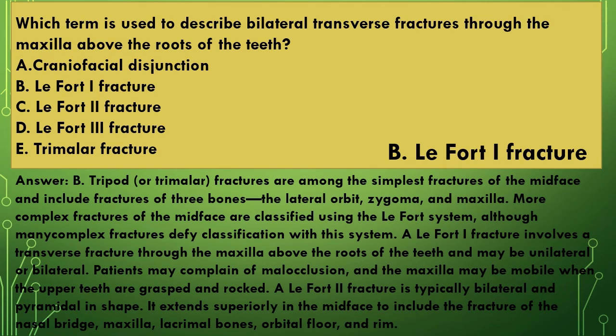A Le Fort II fracture is typically bilateral and pyramidal in shape. It extends superiorly in the midface to include the fracture of the nasal bridge, maxilla, lacrimal bones, orbital floor, and rim.